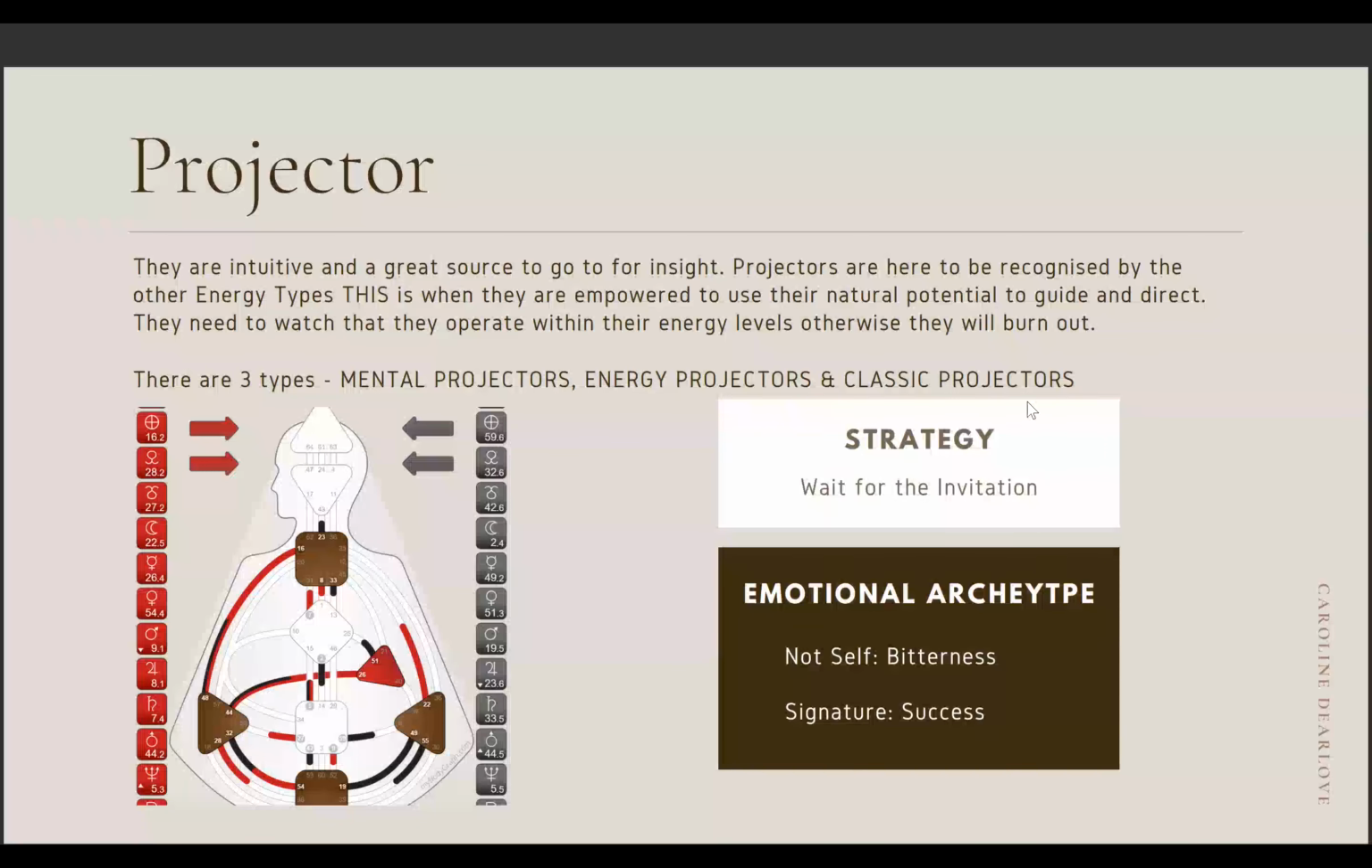Okay, so your signature is success. So it's about you really connecting to, what does success look like? How does success show up? How can you connect to success on a day-to-day basis? Now, success is not necessarily earning money.